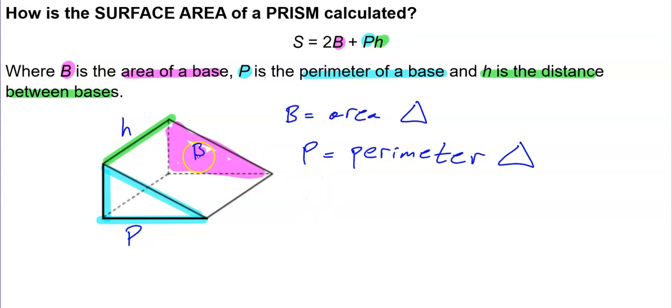So we're going to find the area of whatever shape this is. In this case, it's a triangle. It doesn't have to be a triangle. You're going to find the perimeter of the same shape. I could have put the perimeter down here. It's all the same.